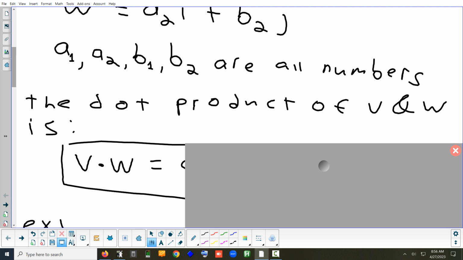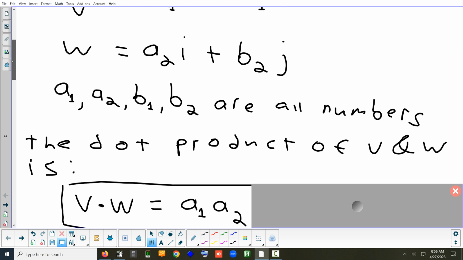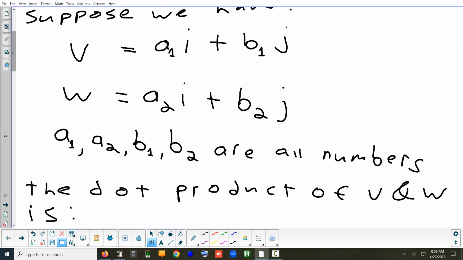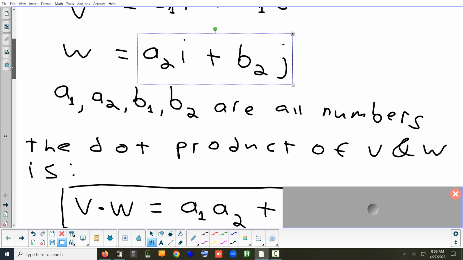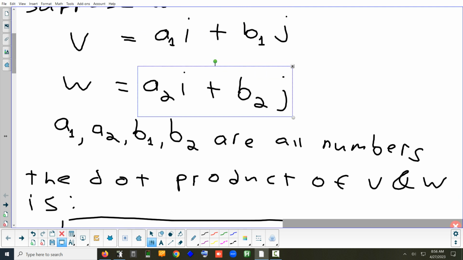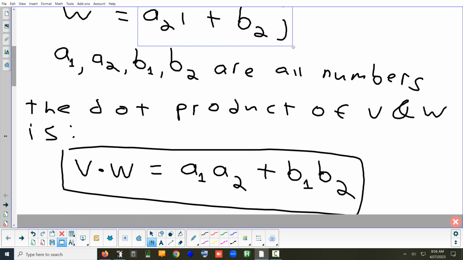and it's a very, very simple one. You take the two horizontal components and you multiply those two numbers together, just like that. And you're going to add to it the product of the two vertical components, b1 times b2. And that's how you find a dot product. So you multiply the horizontal components together, multiply the verticals together, and then add them up.